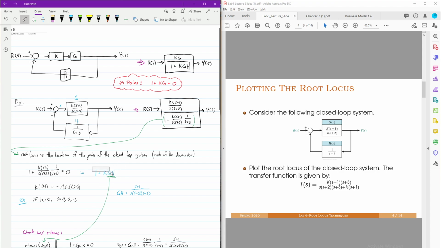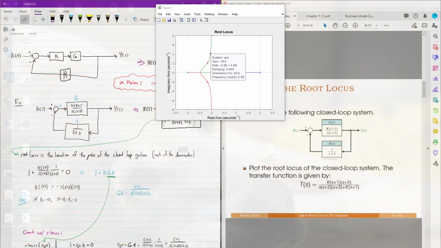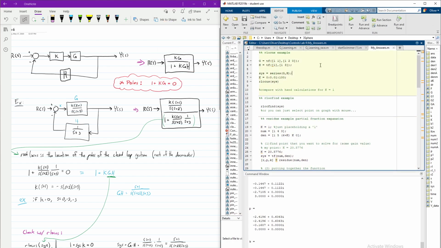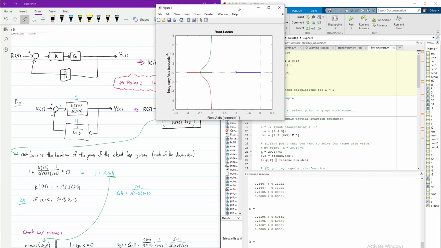So we have the denominator in the form 1 plus k times some function or functions. Right, that's what we get here. And that, in this case, is gh. So here's gh. This is our system that we're going to put into the root locus, or rlocus. And we'll plot it. So that's what we do in MATLAB. Here we go. I'll run that. Here we go. Ta-da, here it is.